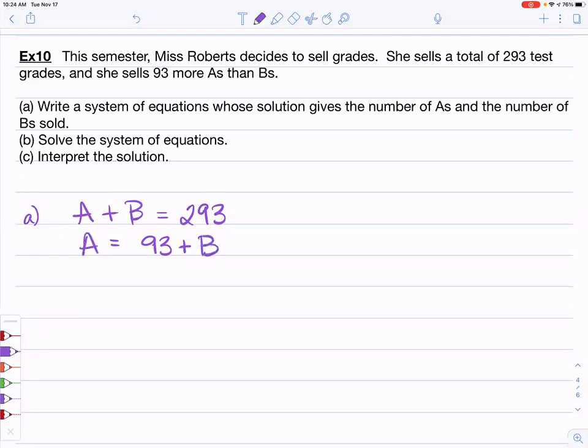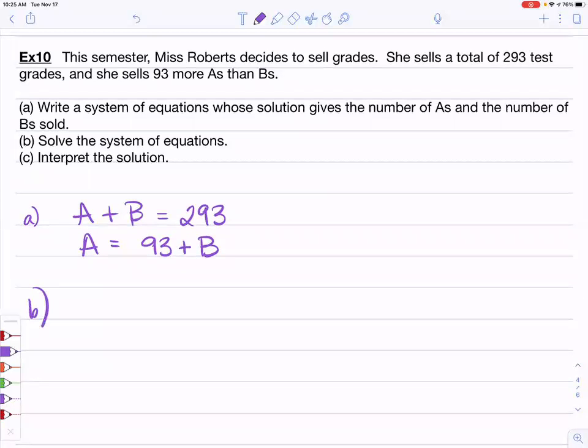Now if I take my number of B's and add 93, even if I only had one B and added 93 to it, I would have more A's. Okay, and so this tells me that I really did sell more A's than I sold B's. So that's part A: just simply write the equations. Part B, solve.